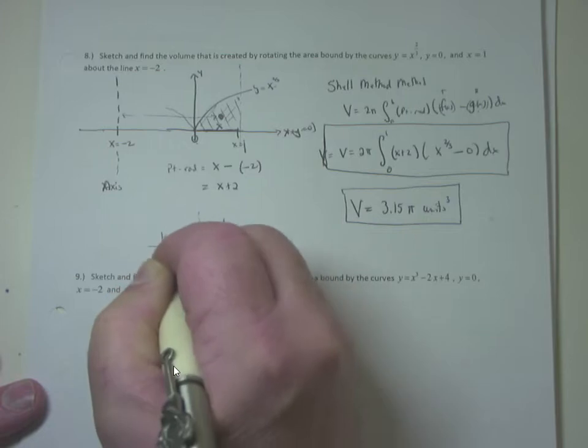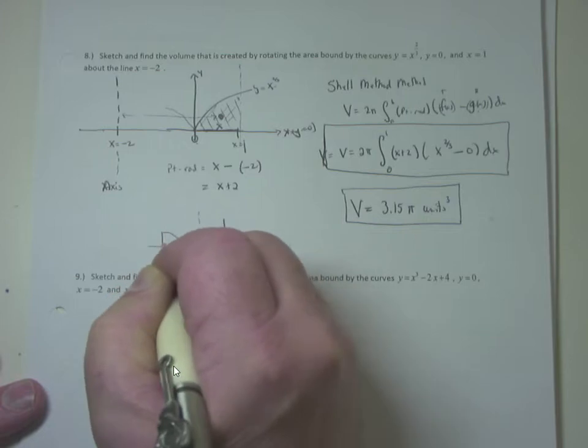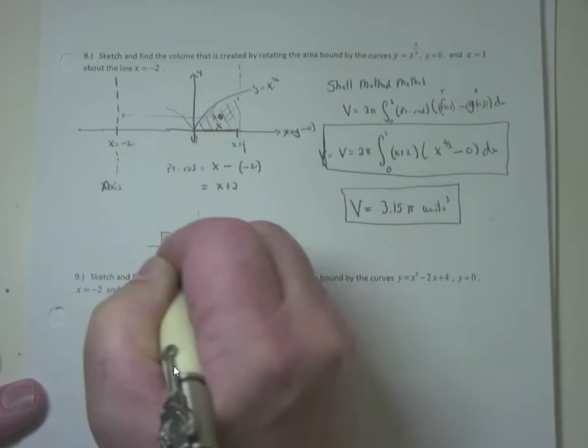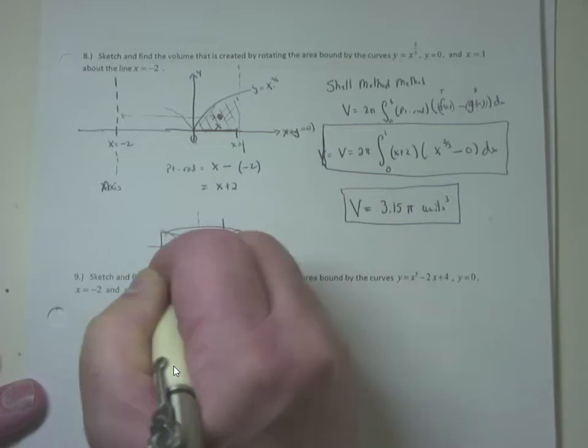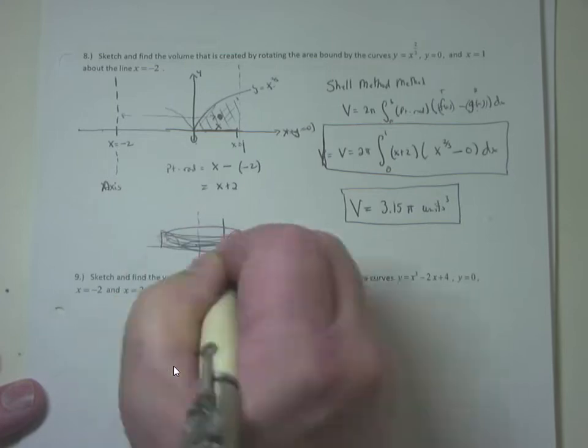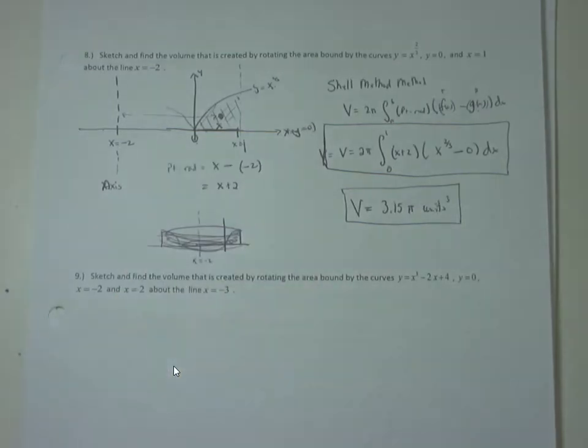So you've got a big hole in the middle of this guy. This is the reverse image. And then you've got, like I said, circular rotation on this guy. This is what you found the volume of: 3.15 pi units cubed. Does that make sense? Did I lose you guys anywhere?